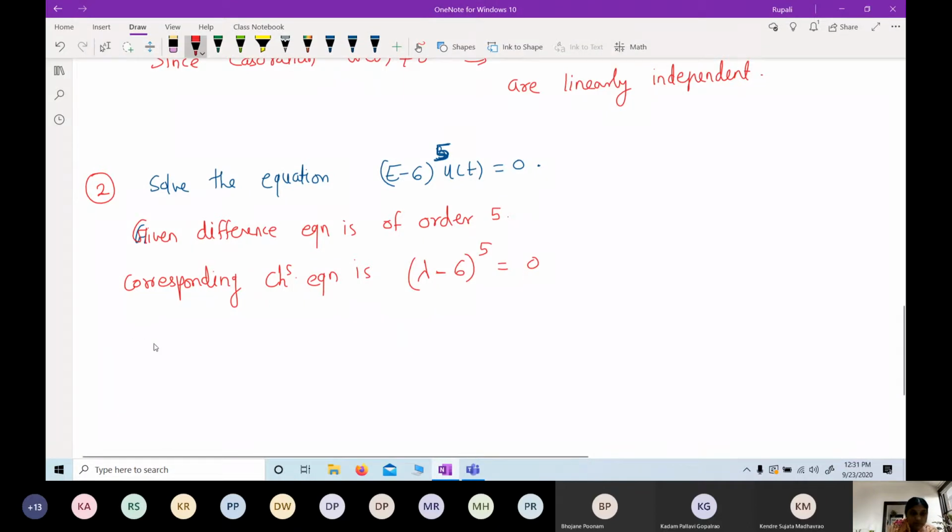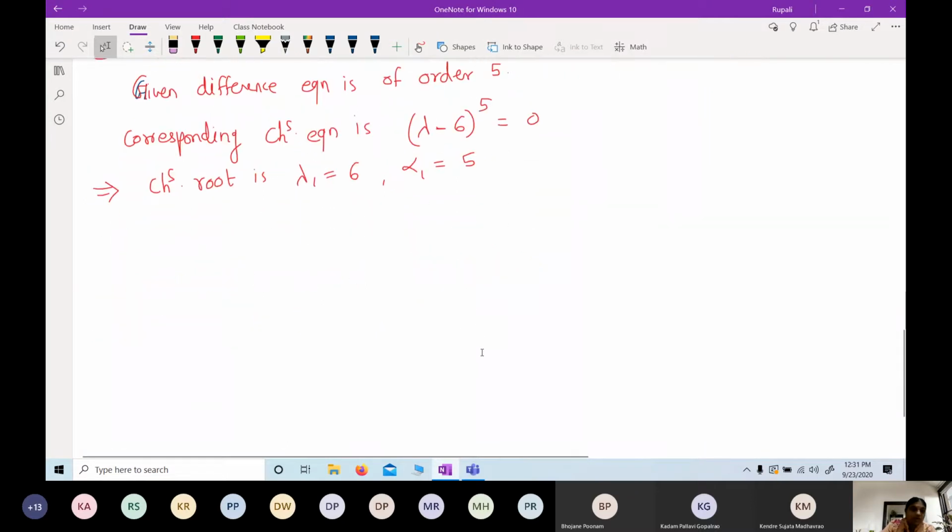So the characteristic roots are lambda 1 is equal to 6, and what is alpha 1? Alpha 1 is 5. Multiplicity. The characteristic root is 6. How many different characteristic roots? Only one different characteristic root is here, 6, and it is repeated 5 times. Multiplicity is 5.